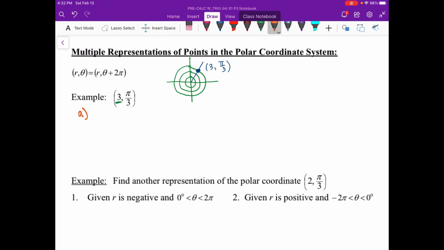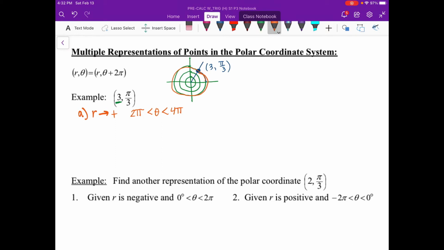So first scenario is if I had an R that's positive, a positive R, but then I also want to be in my second rotation, so between 2 pi and 4 pi. We know that 1 full rotation is 2 pi, so being between 2 pi and 4 pi means I'm doing 1 more rotation. So instead of just going 1 here, I'm starting there, but I'm going to extend it one more rotation. So think about how you write that, okay?